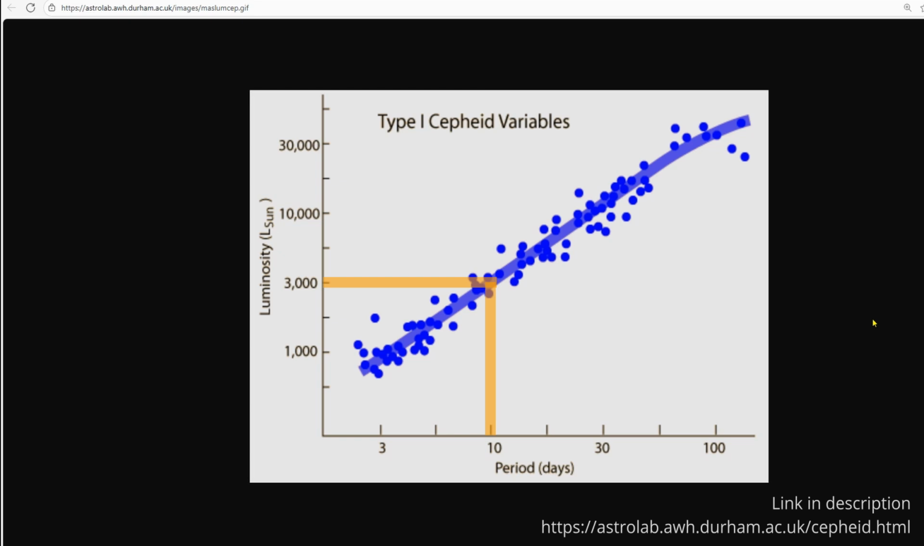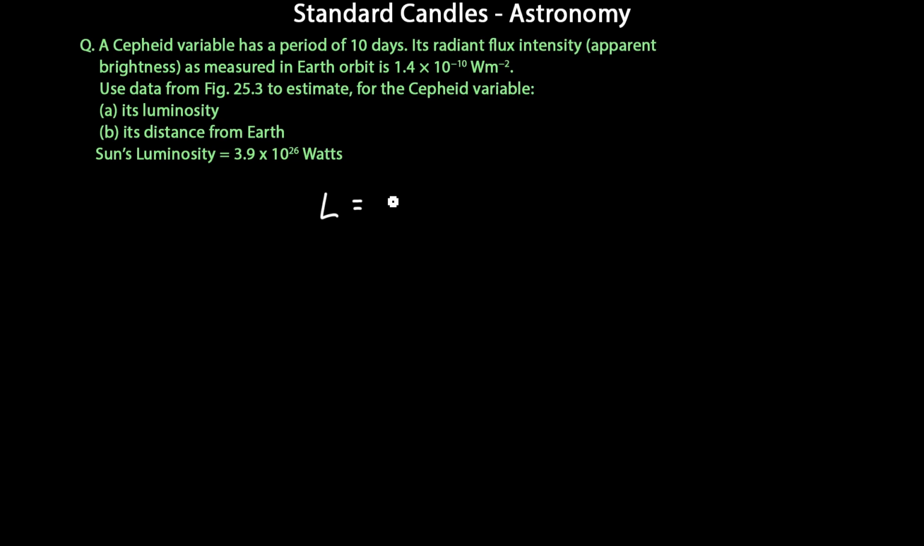So my estimate for the luminosity of this Cepheid variable, its true energy output, is 3,000 multiplied by 3.9 times 10 to the 26 watts. And to two significant figures, my answer is 1.2 times 10 to the 30 watts as the luminosity.